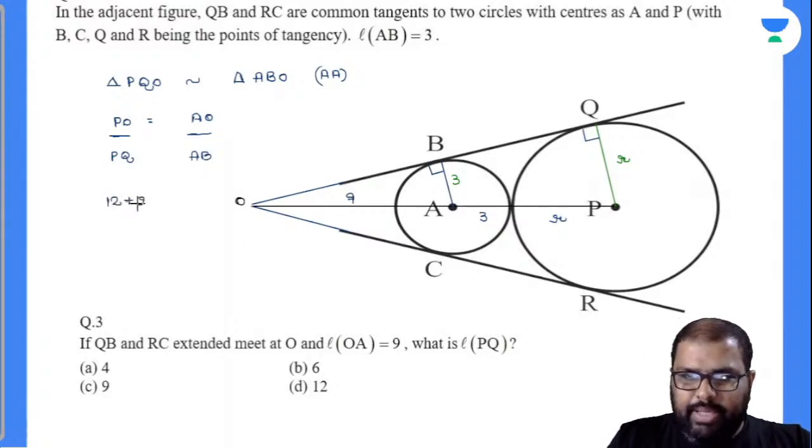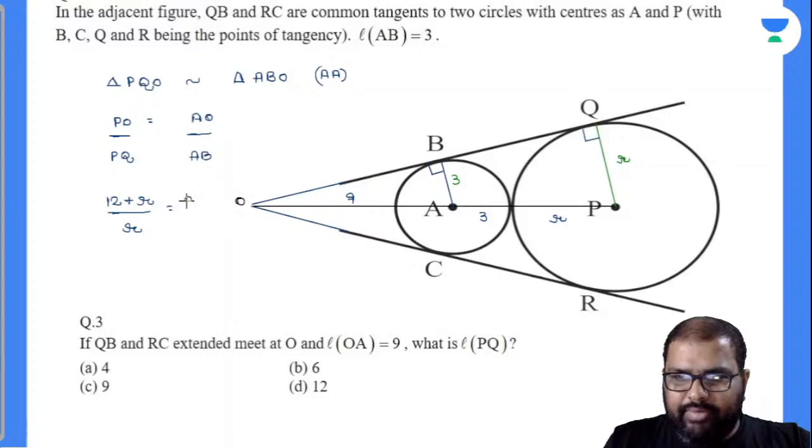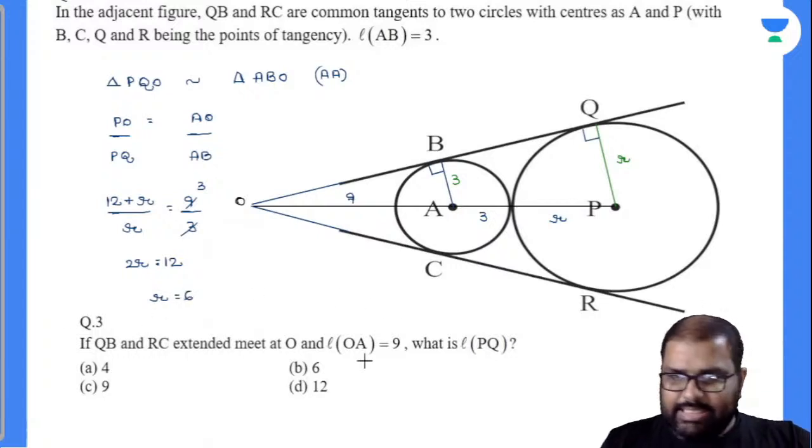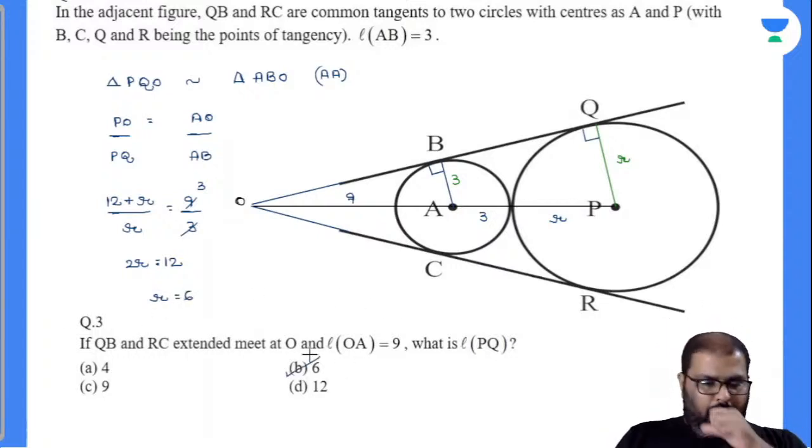What is PQ length? PQ length is nothing but the radius of the circle, R. What is AO length? Already you know AO is equal to 9. How much is AB? Is it 3? So this becomes 3R, and this R goes to that side, which becomes 2R. 2R is equal to 12. And my R value is nothing but how much? Is it 6? Yes, it is 6 and my answer is B.